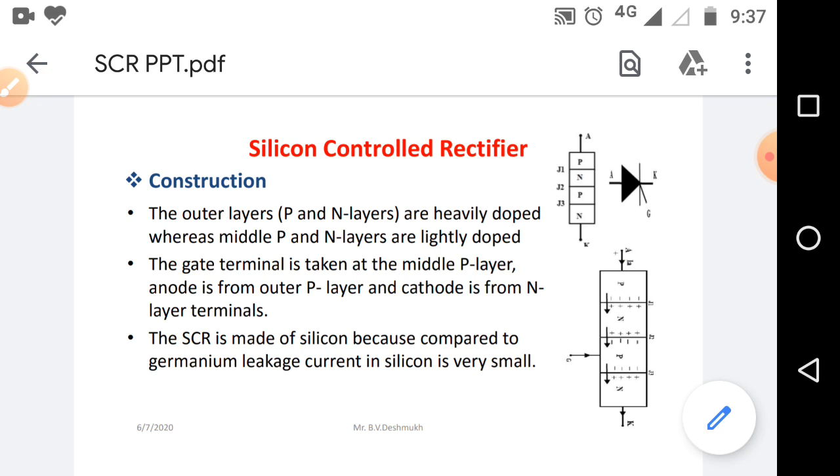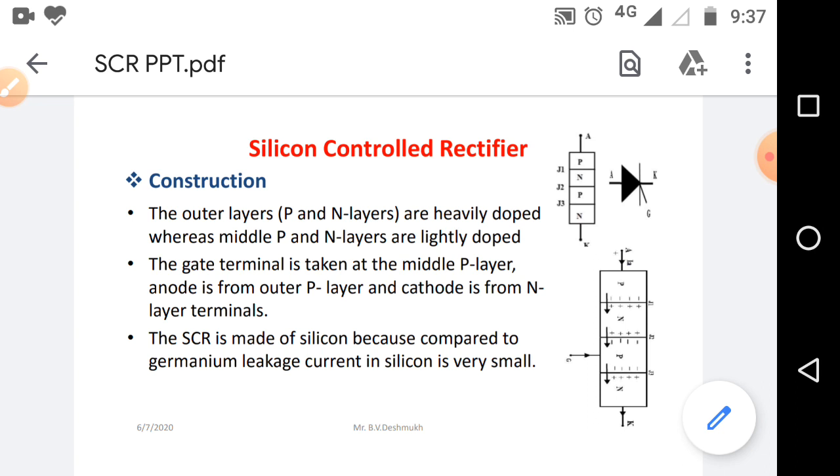The gate terminal is taken at the middle P layer. The anode is formed by the outer P layer and the cathode is formed by the outer N layer. SCR is made of silicon because, compared to germanium, the leakage current in silicon is very small.